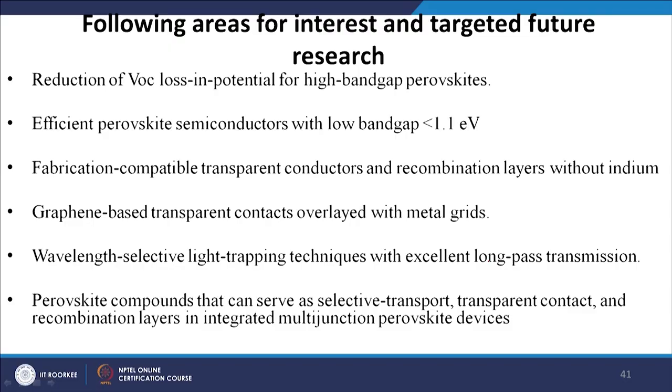Now the following areas are of interest and the target for future research. Maybe some of you might be interested. One is the reduction of the VOC loss in potential for high band gap perovskite material, to develop efficient perovskite semiconductors with a band gap less than silicon, that is 1.1 electron volt, and then fabricate compatible transparent conductors and recombination layers, to develop graphene based transparent layers, and then wavelength selective light trapping layers, and perovskite compounds that can serve as a selective transport as well as a recombination layer in a multi-junction perovskite solar cell.